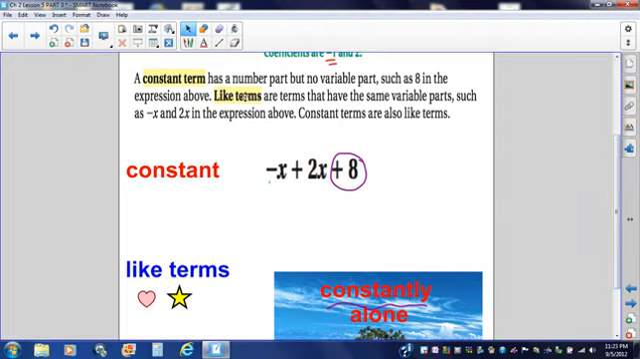Alright, like terms, please write down the vocabulary word like terms. Easy pleasy. That is the letter x. This is the letter x. This is a number all by itself or a constant. So like terms in this case would be negative x and positive 2x.